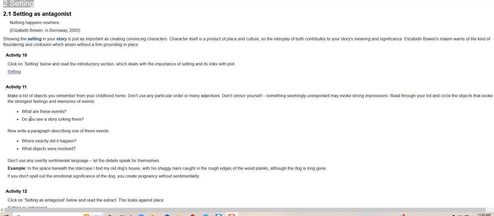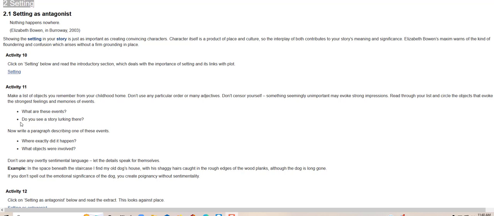So when you take out these objects, what are these events? The objects themselves serve as the setting of the story. In other words, it anchors the story in time and place. The teddy bear anchors the story in a time when you were a kid, so that's time. Place would be your childhood home. So even childhood objects can anchor a story in time and place like a setting.